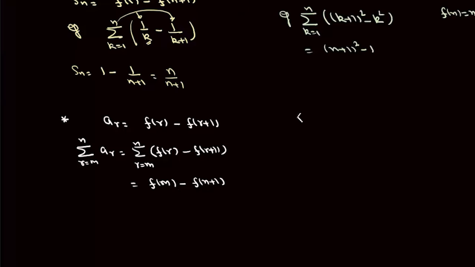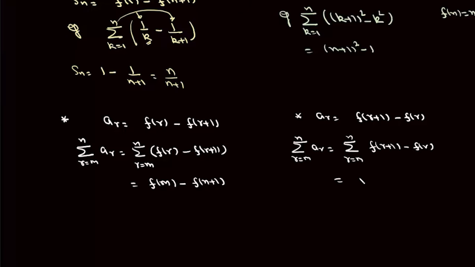And for the second case, if AR is FR plus 1 minus FR, then this summation R varies from M to N AR, it will be this summation R varies from M to N FR plus 1 minus FR, and here it would become Fn plus 1 minus Fm. But personally, I do not like to use shortcut for two reasons.